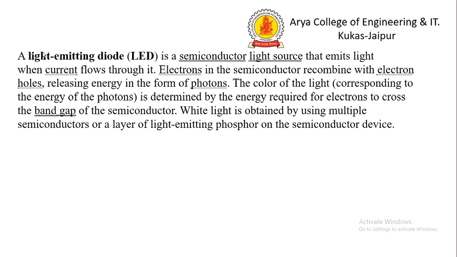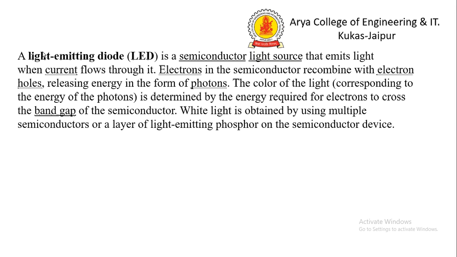Electrons in the semiconductor recombine with electron holes, releasing energy in the form of photons. The color of the light, corresponding to the energy of the photon, is determined by the energy required for an electron to cross the band gap of the semiconductor. White light is obtained by using multiple semiconductors or a layer of light emitting phosphor on the semiconductor device.